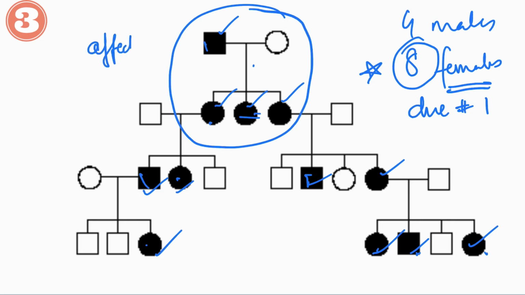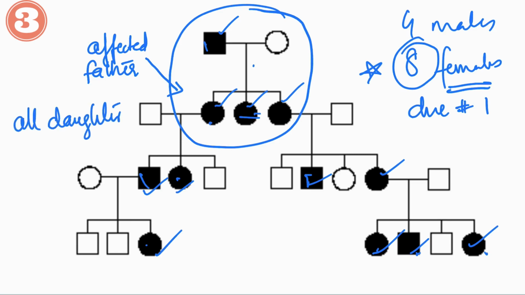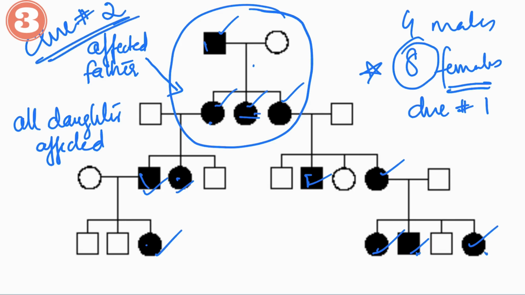This is the affected father. He gives the genes to all his daughters. All daughters are affected. So this is another clue, a big clue actually. Clue number 2: the affected father passes on his trait to all his daughters. So this gives us a very big clue, and we know this clue belongs to X-linked dominant.